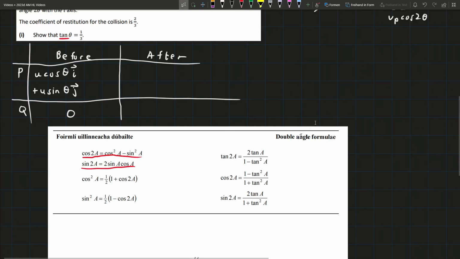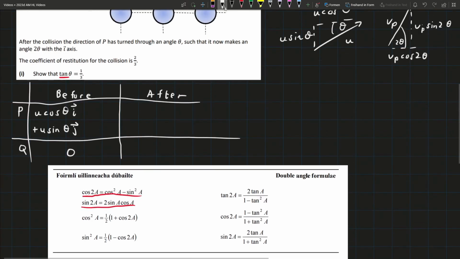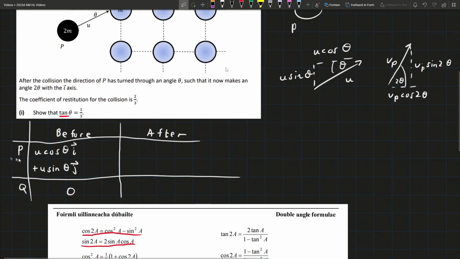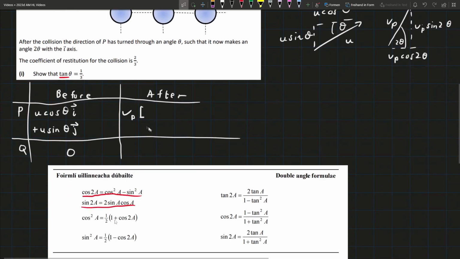But if we do it now, a nice few things will cancel out. So basically afterwards for P, in the I direction, we'll have VP, then instead of cos 2 theta, I'm going to write that as cos squared theta minus sine squared theta. So cos squared theta minus sine squared theta. And that's in the I direction.